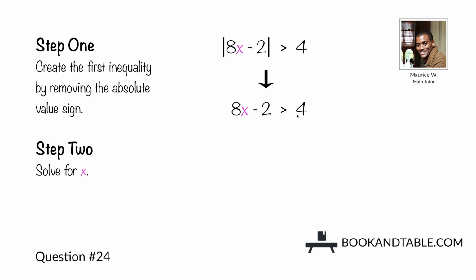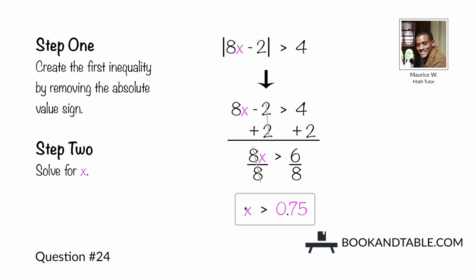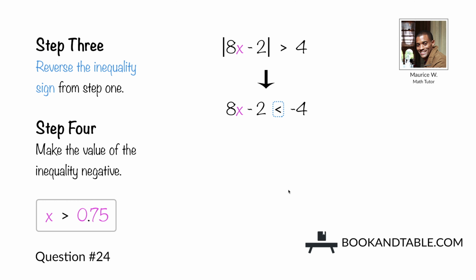And now step 2, we solve for x. So we add 2 to both sides, giving us 8x is greater than 6. We then divide both sides by 8, giving us x is greater than 6 divided by 8, which is 0.75 or 3/4. So we get x is greater than 3/4 as the answer to the first inequality. So we put that to the side.